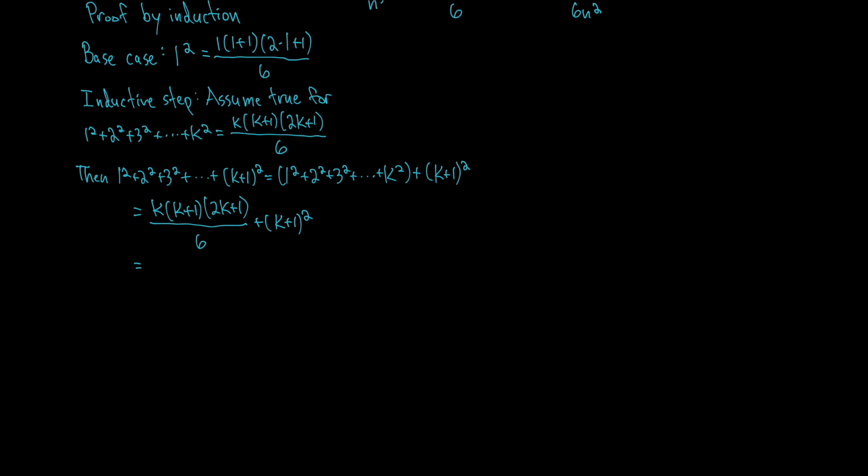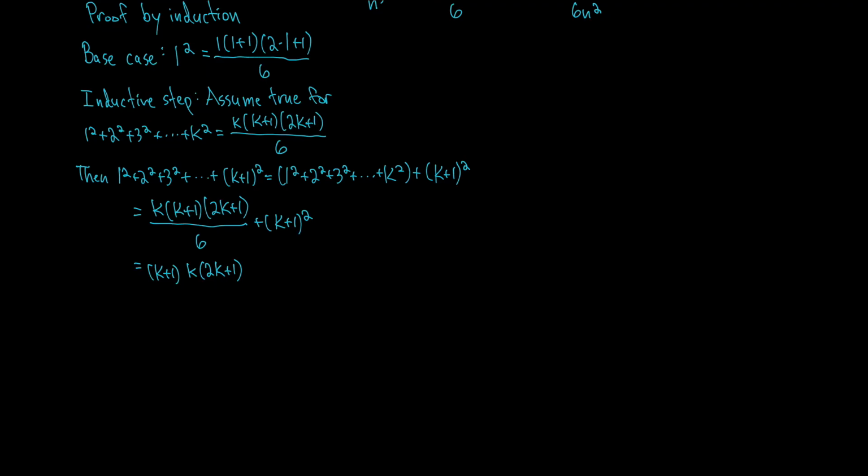So now I have, let's see, I can factor out, I've got a k plus 1 here and I've got a k plus 1 there. So let's factor out k plus 1. Left inside will be k times 2k plus 1 plus another k plus 1.